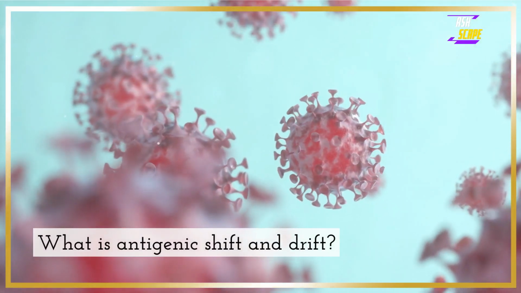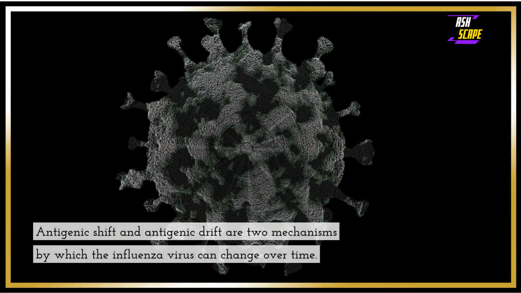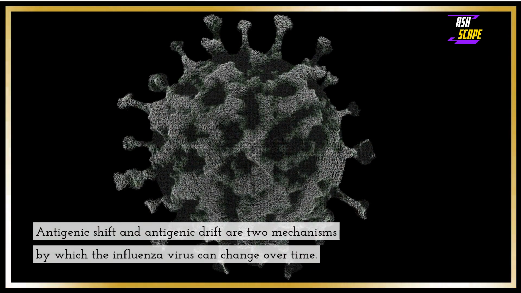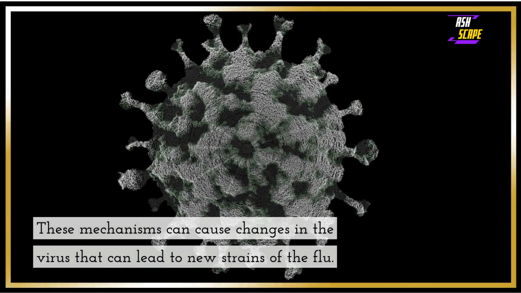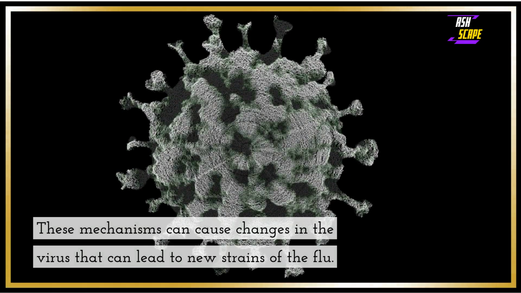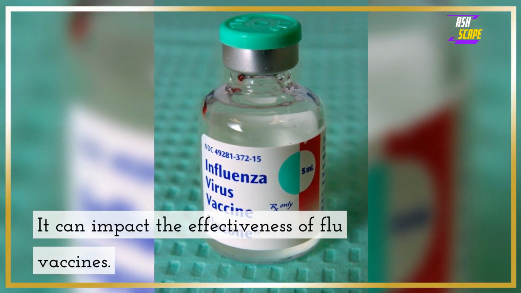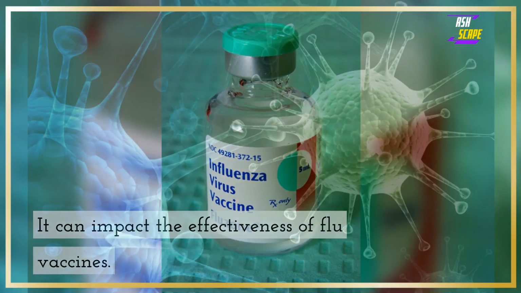What is antigenic shift and drift? Antigenic shift and antigenic drift are two mechanisms by which the influenza virus can change over time. These mechanisms can cause changes in the virus that can lead to new strains of the flu. It can impact the effectiveness of flu vaccines.